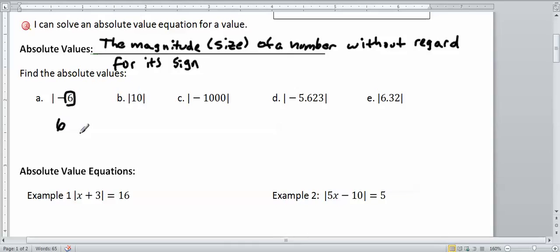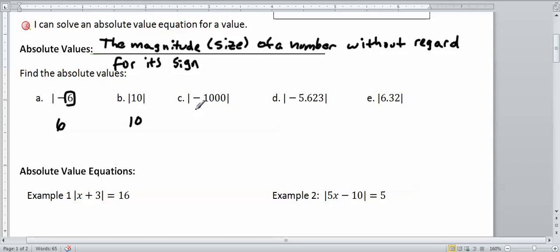Okay? So basically, when we take the absolute value of a negative number, it loses its sign. Its size stays the same. So we don't care if it's positive or negative. We just want to know how big it is. So for B here, I've got the absolute value of 10. Well, we're not changing the sign. We just want to know the size of the number. So the size is just 10. There's no trick here. We're just taking the size of the number and removing the sign. So try these next three and see what you get.